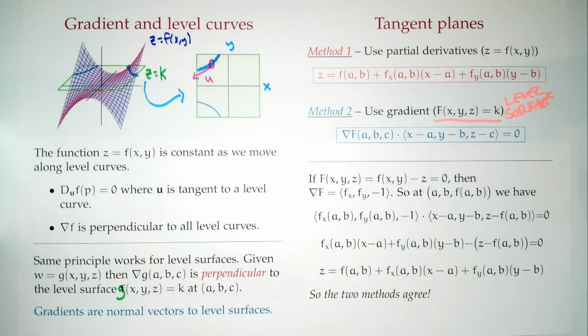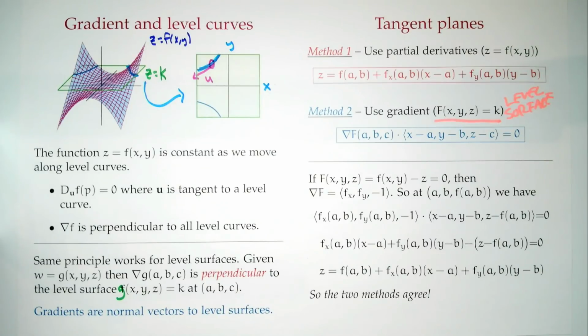Are you in the setting where you have z as a function of x and y? If you are, use that first method. That's geared for that situation. If you're in a setting where I can't solve for my variables, sort of like an implicit, if you will, but I can say f of x, y, z is k, use the second setting.